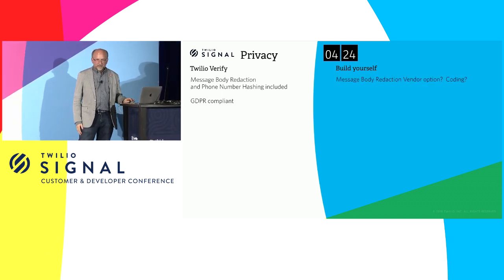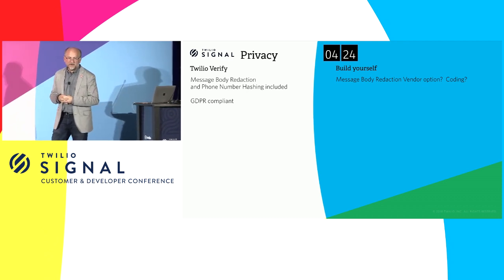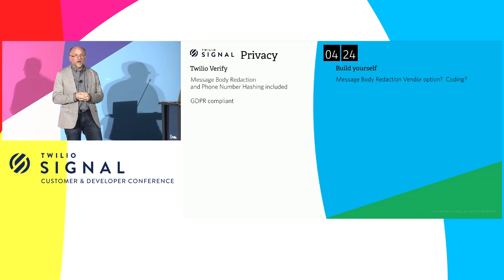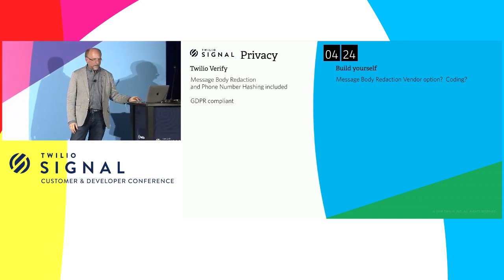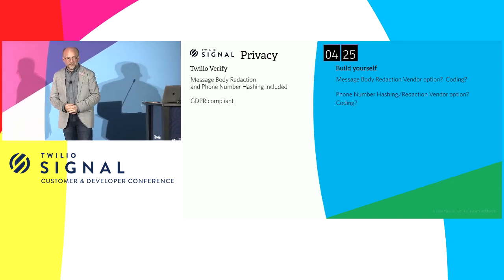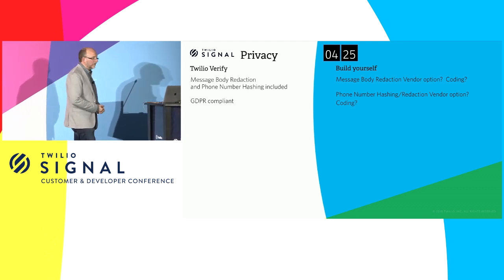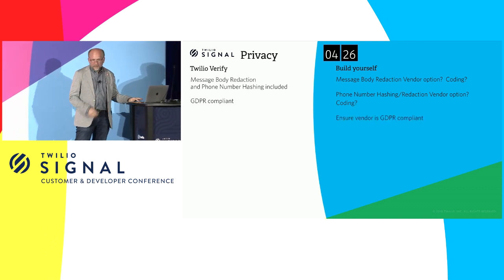So building yourself, well, maybe your vendor has a redaction option. Hopefully it's free, but they probably charge for that. Maybe you can do it through coding. You're going to need to evaluate those things. For phone number hashing or redaction, maybe same thing. There might be a vendor option. There might be some option for you to code it, or maybe you just don't have a solution here and you're going to need to accept some risk. And you'll want to make sure that your vendor is GDPR compliant.